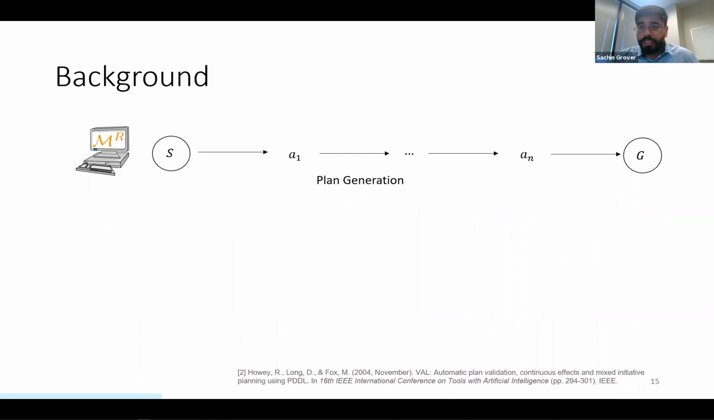First is plan generation. As explained earlier, the task of the robot or the automated planner or the automated system was to figure out the action sequence that it needs to take, such that the environment goes from the start state to the goal state.